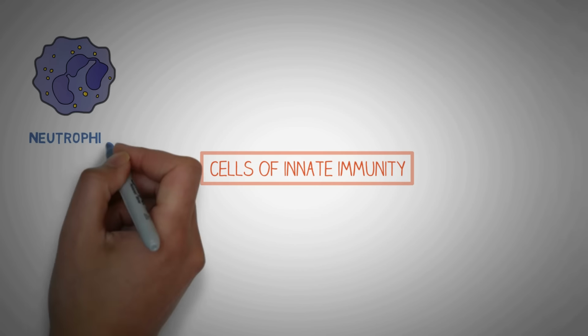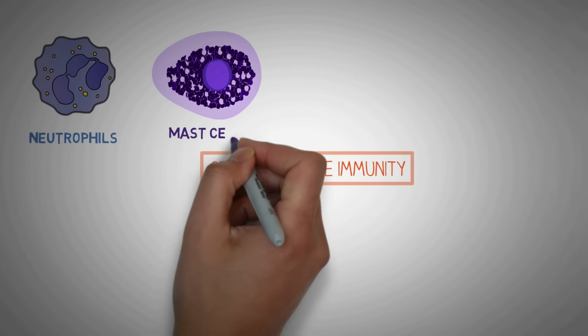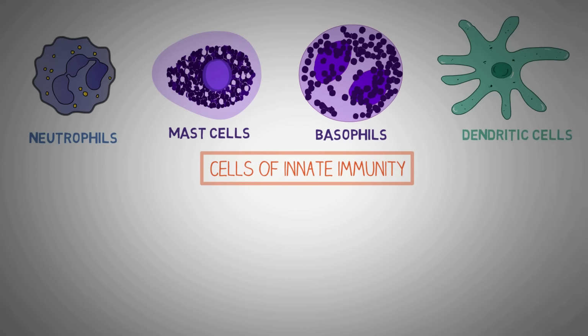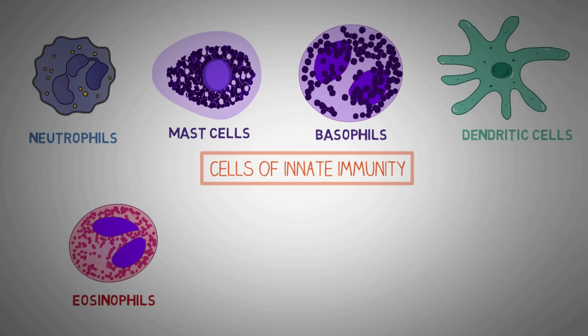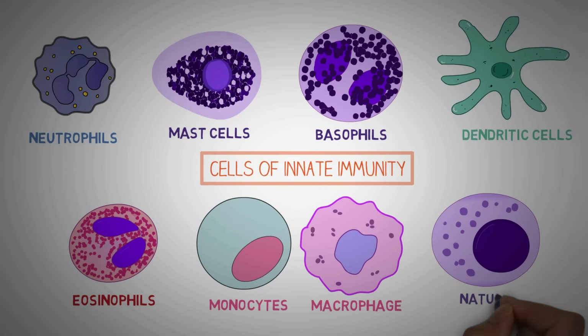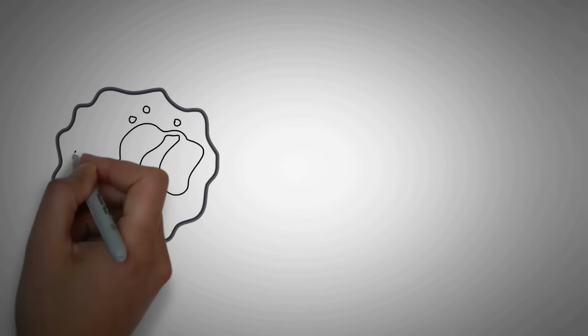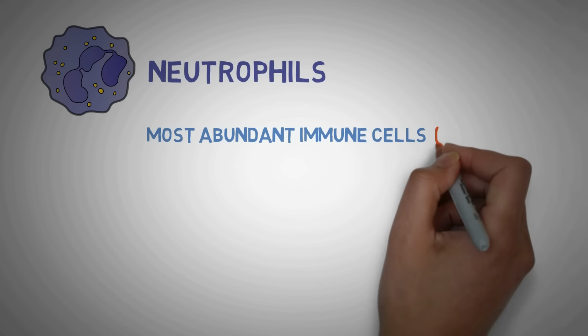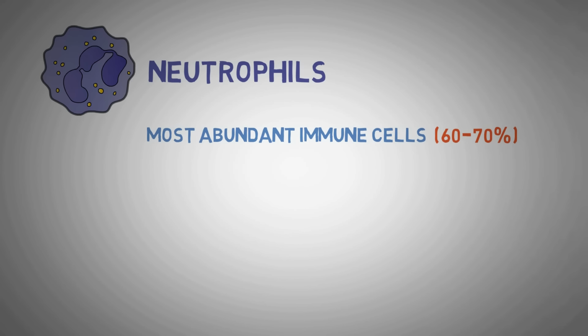The different types of cells in our innate immune system are neutrophils, mast cells, basophils, dendritic cells, eosinophils, monocytes, macrophages, and NK cells or the natural killer cells. All these cells are type of white blood cells or WBCs, also known as leukocytes. Leuko meaning white and cytes meaning cell. The neutrophils are the most abundant immune cells, making up about 60 to 70% of the total population of immune cells. They form an essential part of the innate immune system.